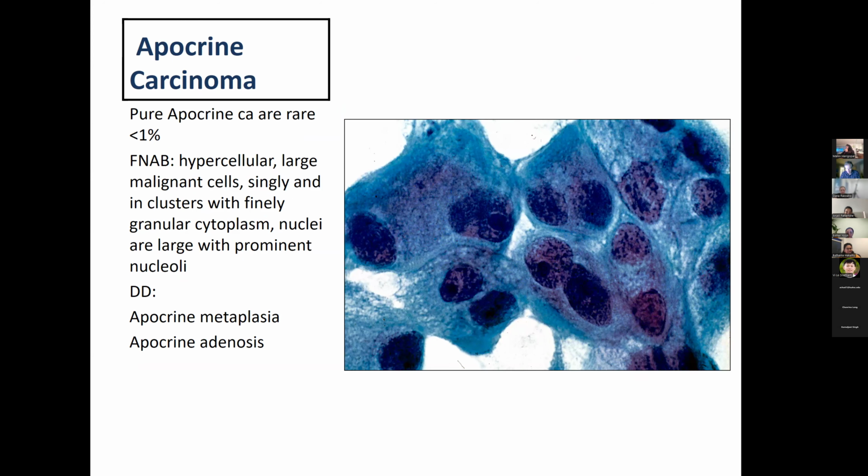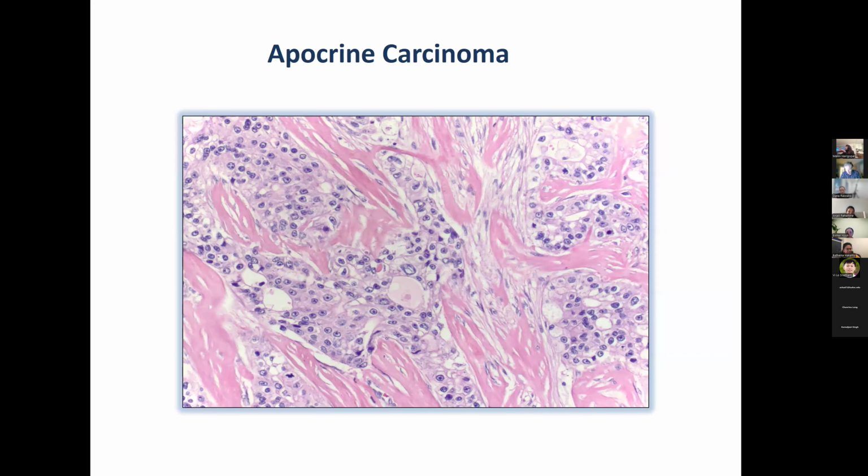Moving to another special type is the apocrine carcinomas. These are again rare tumors, less than 1%. They tend to be very hypercellular smears. They can be solid and cystic, so you will see a lot of cystic background. Your differential would be apocrine metaplasia or apocrine adenosis, but really when you see this entity, they are very, very ugly with big prominent nucleoli. And this is the histology correlate where you see the stromal architecture is more telling for an invasive process, where the tumor nests are infiltrating the desmoplastic stroma.